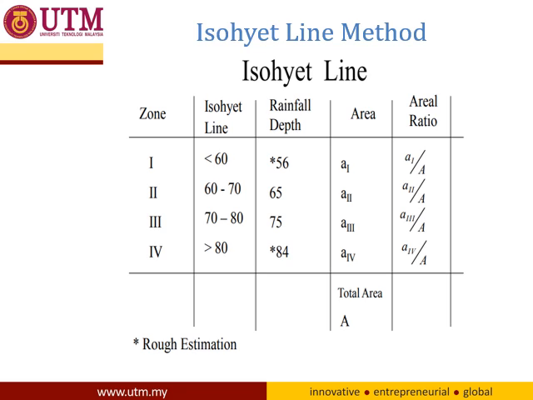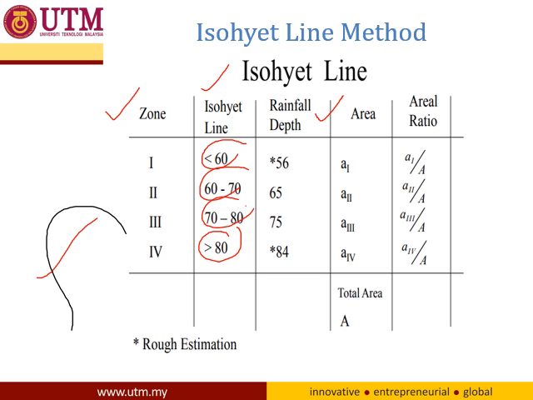Next you can tabulate what you have. So you have the zone, and then you have the Isohyet line range, and you get the rainfall depth. For the first zone, because you don't know, I will draw again. Maybe this is your boundary, and this is your Isohyet line. For example, in the first zone you don't know the Isohyet line outside, so you can estimate this.